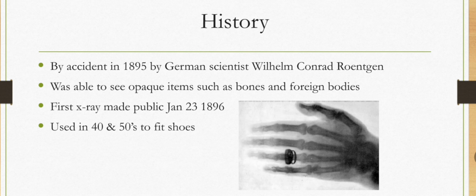History. By accident in 1895, German scientist Wilhelm Conrad Roentgen was able to see opaque items such as bones and foreign bodies. The first X-ray was made public January 23, 1896, and in the 40s and 50s it was used to fit shoes.